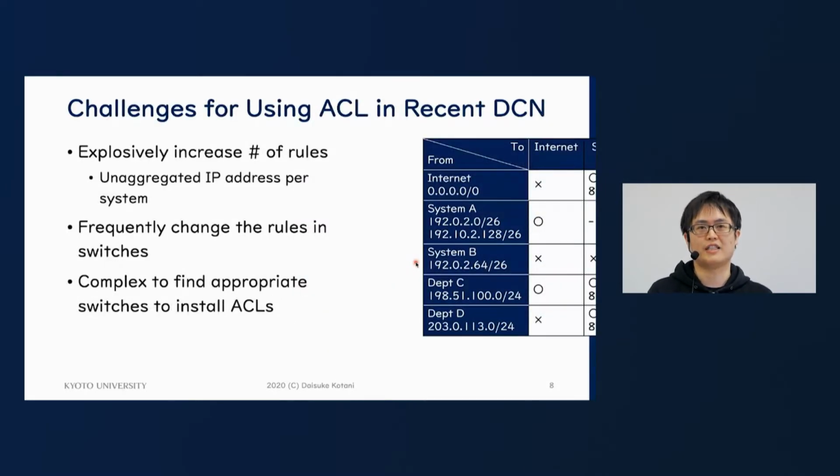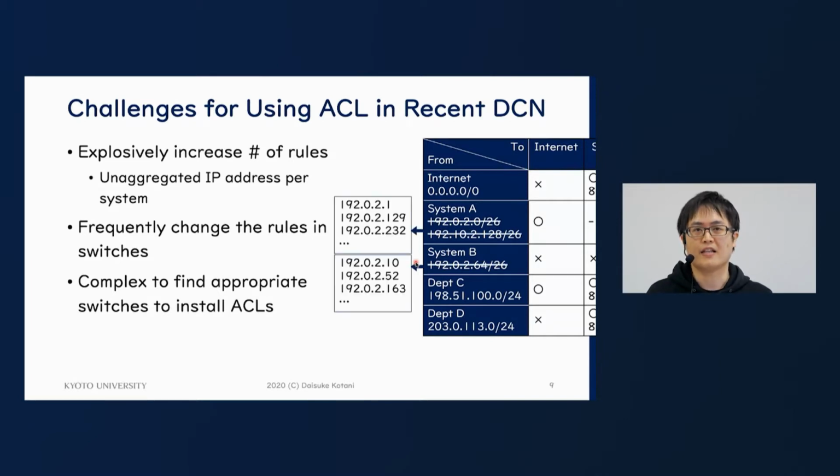If you try to configure ACL in such a modern data center environment, you will be in big trouble. One problem is that the number of rules would skyrocket. As I said earlier, IP addresses reflect the location of a server in a network, which means IP addresses are not aggregated by system. For example, in the first table I showed earlier, IP addresses were aggregated to some extent. On the contrary, as you see here, System A and System B do have various different sets of IP addresses.